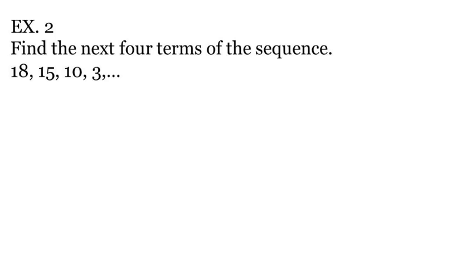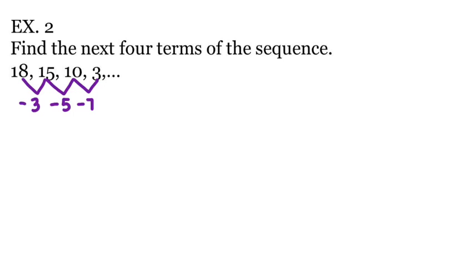Example 2 says find the next 4 terms of the sequence again. I'm going to try to figure out what the pattern is. To go from 18 to 15, I would subtract 3. I want to see, does that pattern continue or is there something else going on? To go from 15 to 10, I would subtract 5. So I see that these aren't the same number from term to term, so I want to see what other underlying pattern is happening. And to go from 10 to 3, we would need to subtract 7.